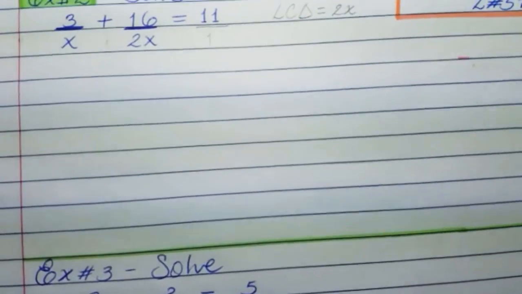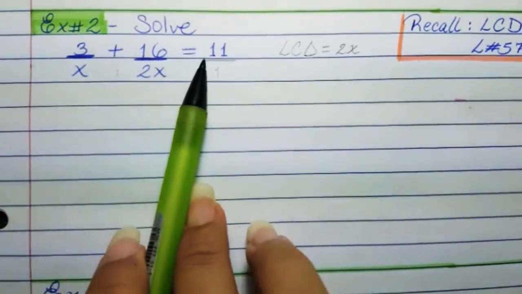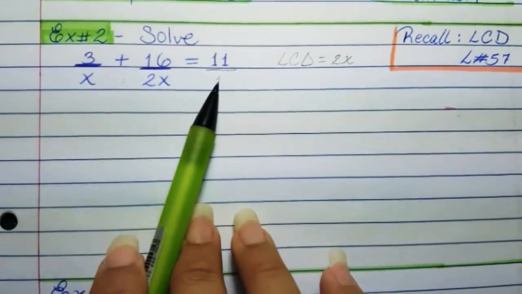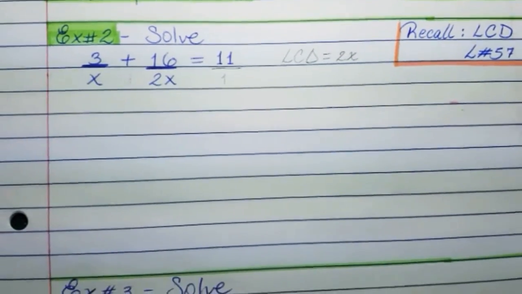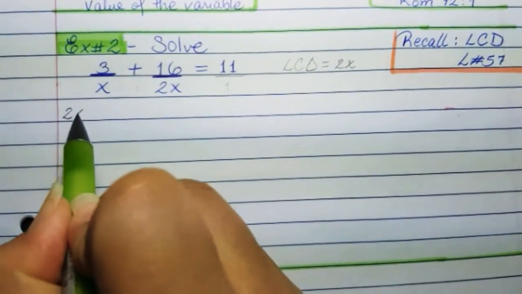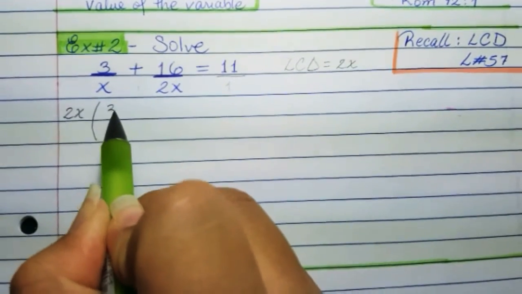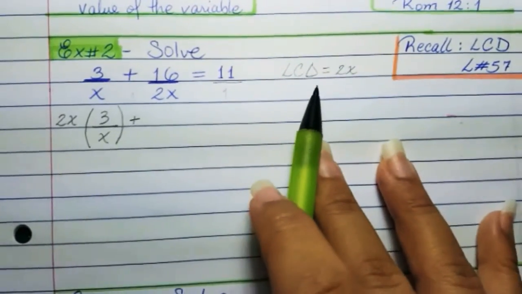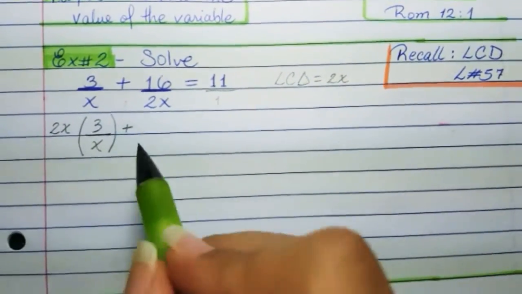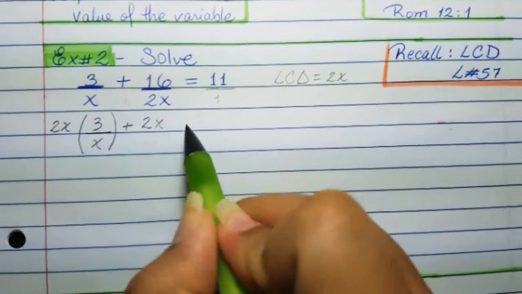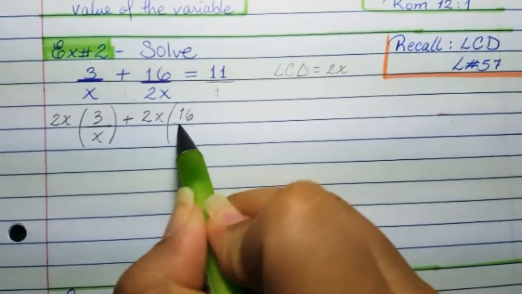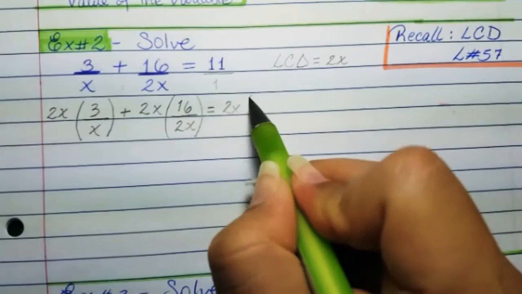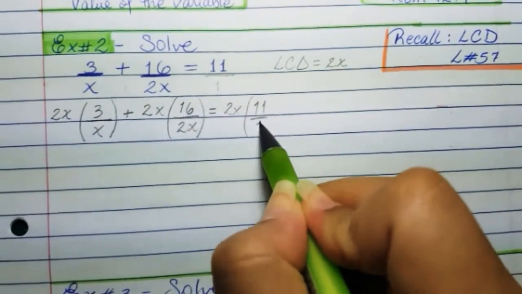Okay? So let's see how it works. I'm going to multiply all of the fractions times my least common denominator to get rid of the denominator. I don't want a fraction. I want whole terms. So 2x times 3 over x, plus, we said we're going to multiply everything times the least common denominator, 2x times 16 over 2x, equals 2x times 11 over 1.